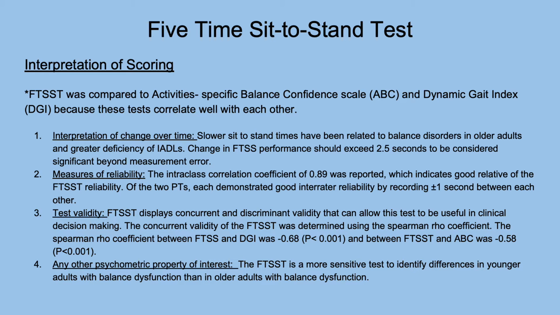Test validity for this test displays concurrent and discriminant validity that can allow this test to be useful in clinical decision making. The concurrent validity of the test was determined using the Spearman-Rho coefficient. The Spearman-Rho coefficient between the test and the DGI was negative 0.8 with a p-value of less than 0.001, and between the test and the ABC was negative 0.58 with a p-value of less than 0.001 as well.